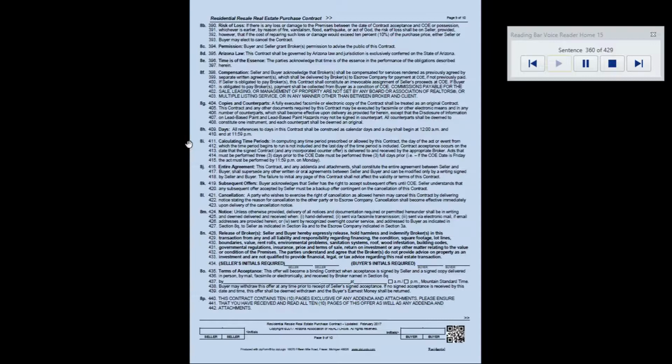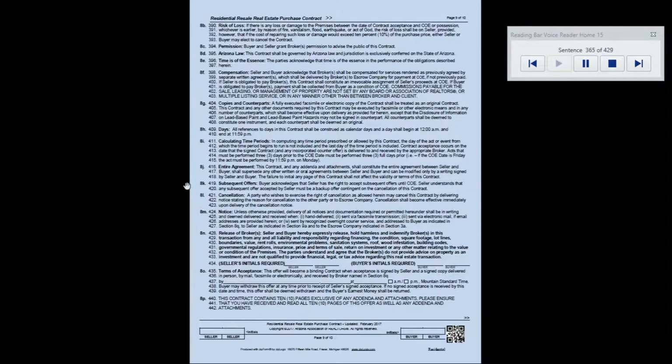Acts that must be performed 3 days prior to the COE date must be performed 3 full days prior, that is, if the COE date is Friday, the act must be performed by 11:59 p.m. on Monday. 8J. Entire agreement. This contract, and any addenda and attachments, shall constitute the entire agreement between seller and buyer, shall supersede any other written or oral agreements between seller and buyer and can be modified only by a writing signed by seller and buyer. The failure to initial any page of this contract shall not affect the validity or terms of this contract.